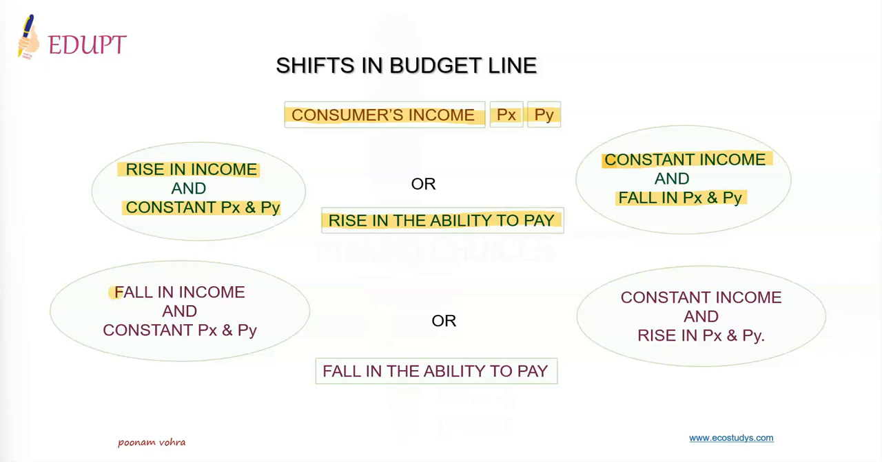Or there could be fall in the income of the consumer with constant prices of both the goods, or income of the consumer remains constant but prices of both the goods rise. So in either of these cases, there will be then fall in the ability to pay. Both the situations will have some impact. Let's continue further to understand.